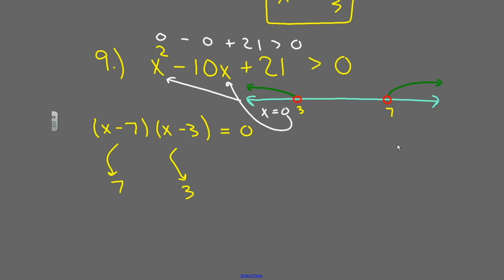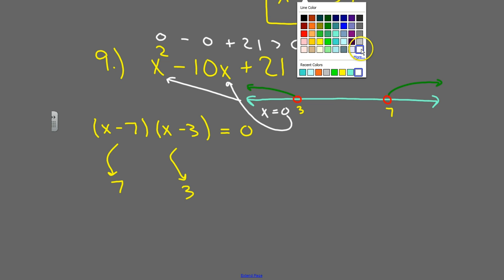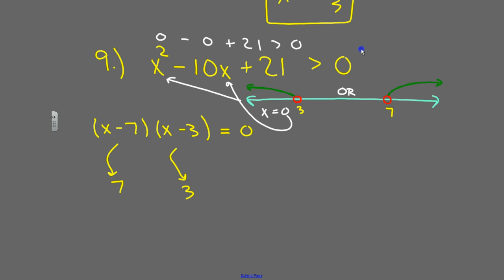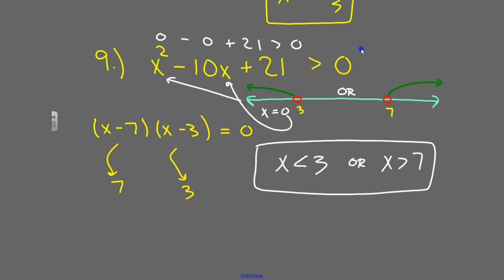So the part that is our solution is anything less than 3 or, because there's this big open space, it's or, it can't be both. So it has to be x less than 3 or x greater than 7. Okay, that is a quadratic inequality.